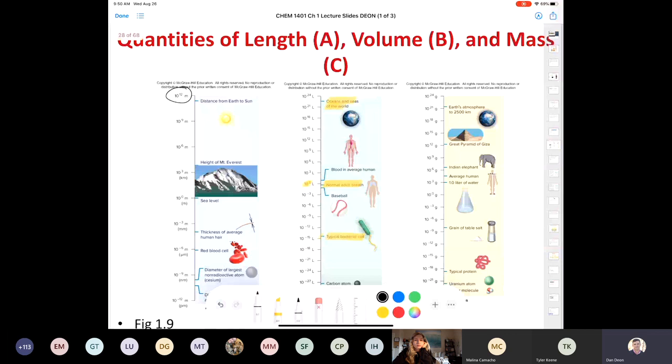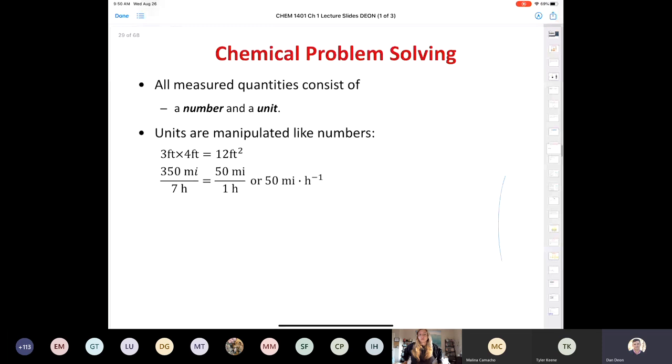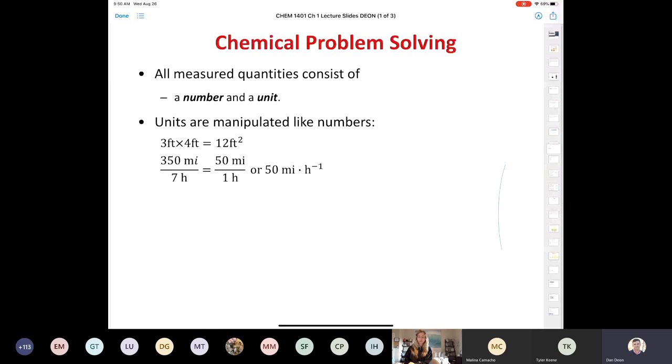All right, let's get into my favorite part of the lecture, which is problem solving. What I really enjoy about this chapter, it says here that all measured quantities consist of a number and a unit. And I can prove that to you if I was to come online with you guys in the morning and say, hey, you won't believe what I did last night.